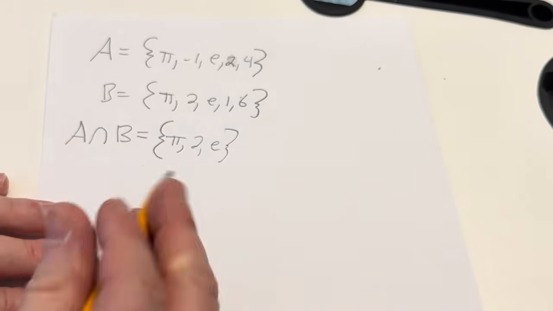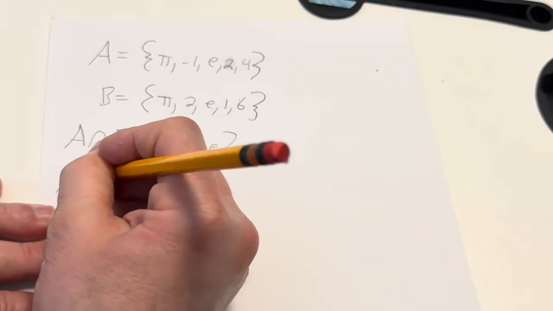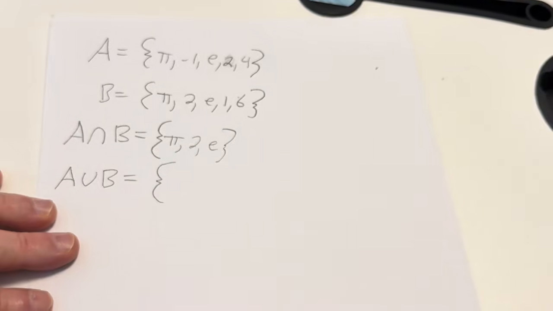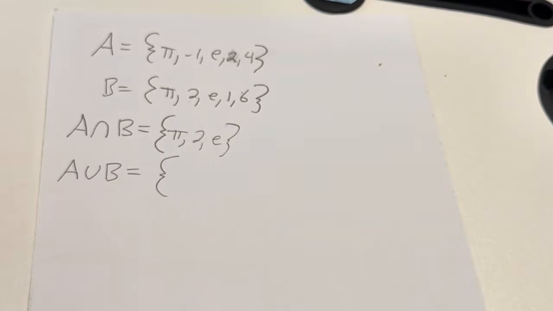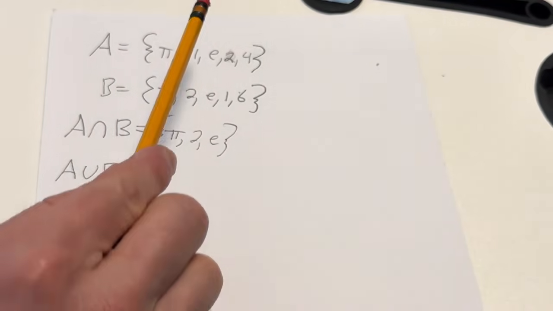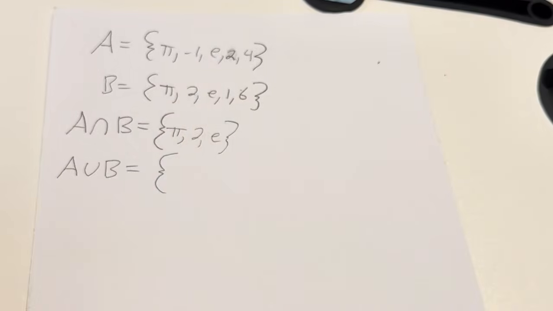Let's find the union of these two sets. So A union B. By definition, A union B is everything in A, everything in B, or everything in both. So it's everything, right? So it's all the elements of A and B together. You're putting them all together, right? They don't have to have them in common.